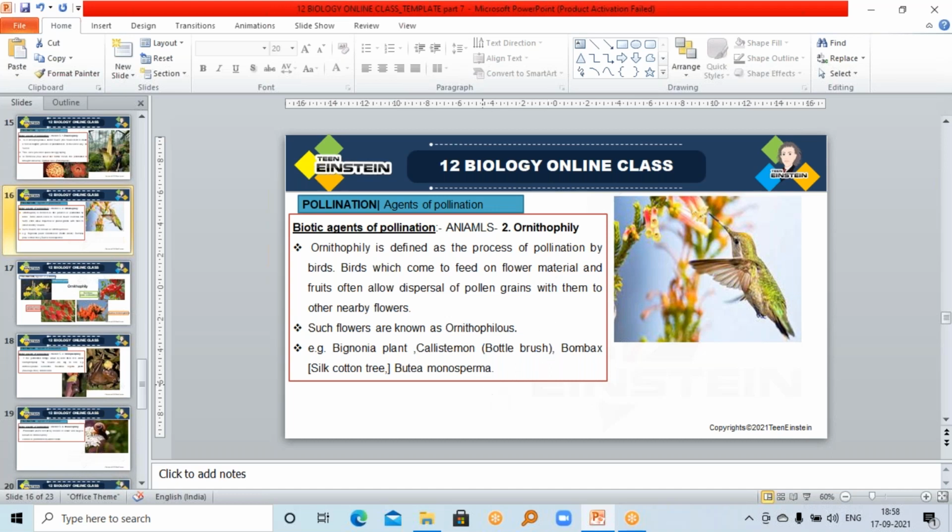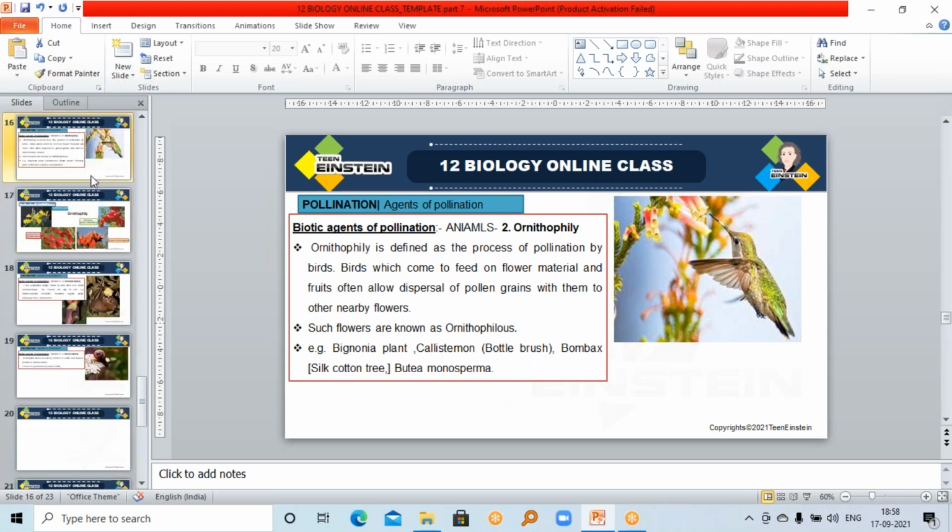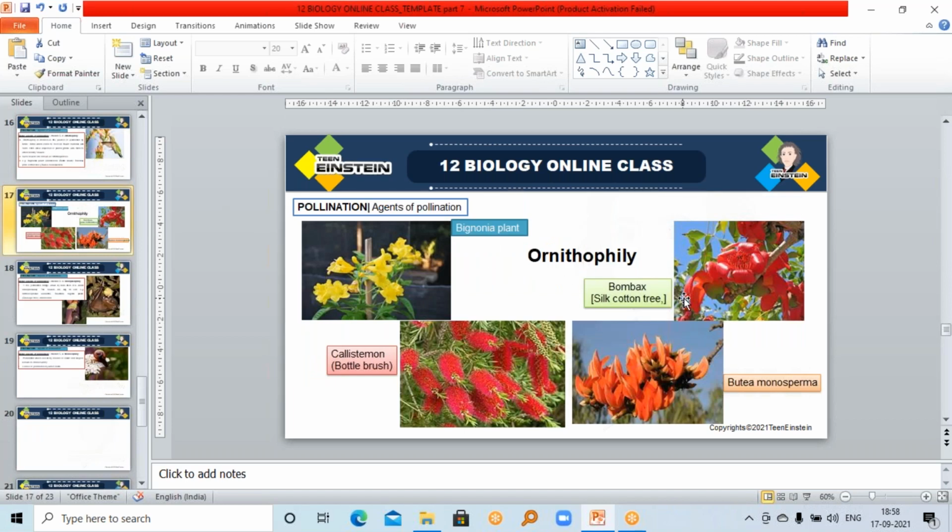So examples are bottle brush. You can see ornithophilous flowers, Bombax, the silk cotton. In this plant, ornithophily is taking place. Then you can see in bottle brush, then Bignonia plant, the common yellow colour garden plant, and the bottle brush. In all these, ornithophily is taking place.